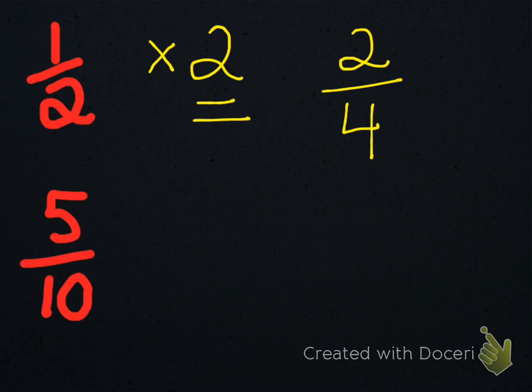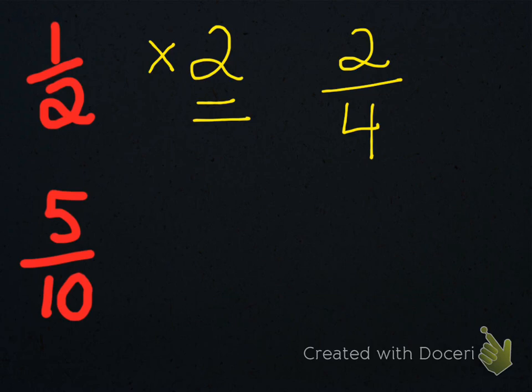Now in the second example here, 5/10, let's go backwards. Let's try to divide. Now when I divide fractions, remember it doesn't always have to be by 2. When I'm doing equivalent fractions, it doesn't always have to be dividing or multiplying by 2. I can pick various numbers.